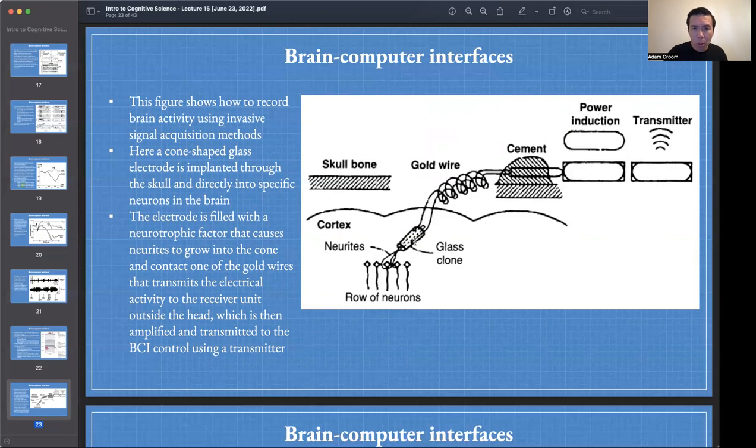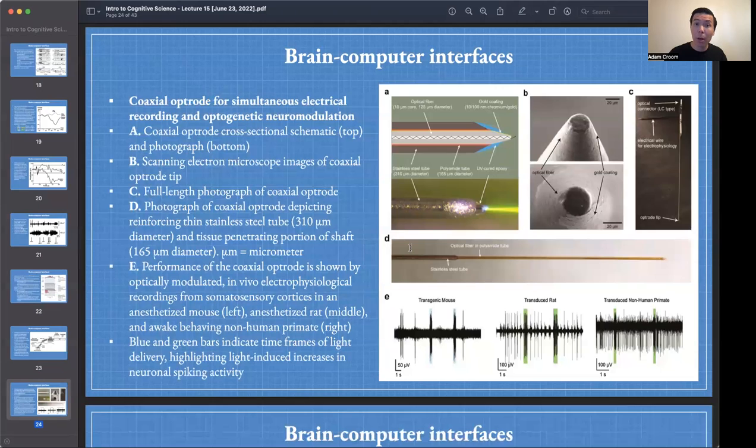This electrode is filled with a neurotrophic factor that causes dendrites to grow into the cone and contact one of the gold wires that transmits the electrical activity to the receiver unit outside of the head, which is then amplified and transmitted to the BCI controller using a transmitter. Okay, and we can get a nice picture here.